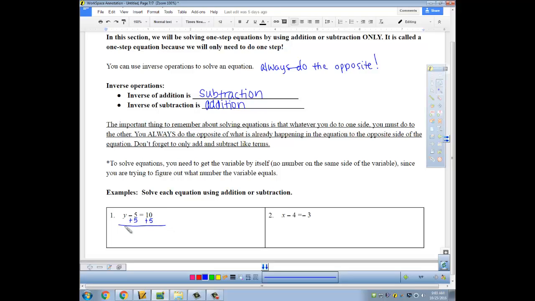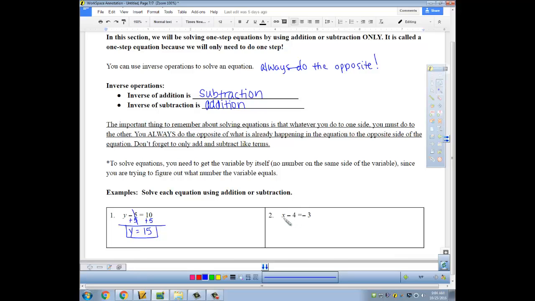So we have y, there's nothing under that, so I'm going to just bring it down. Negative 5 plus 5 is 0, and that will always happen. You want that to go away so that y is going to be by itself. And then 10 plus 5 is 15. So that's your answer. You can always check your answers by plugging it back in and see if it works. So 15 minus 5 is 10.